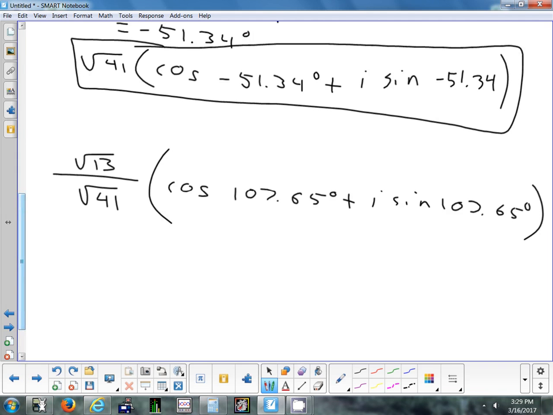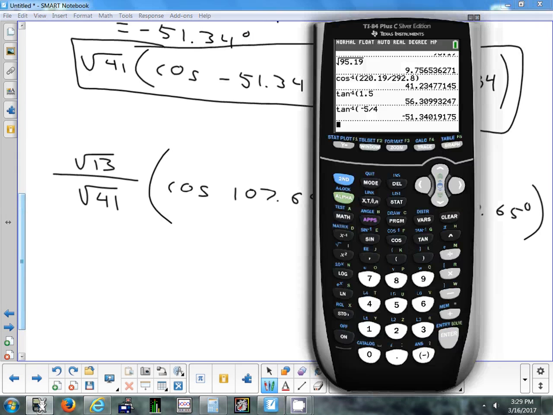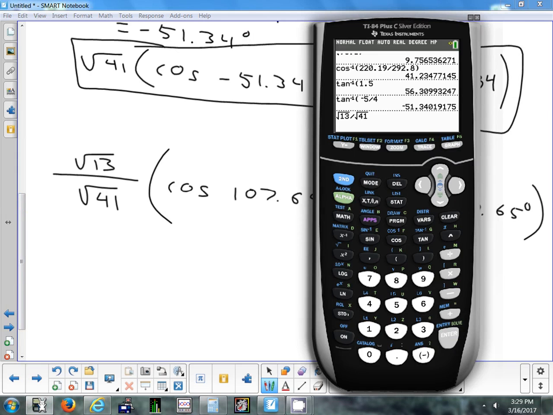Like square root of 13 divided by square root of 41, and then that answer times cosine 107.65 plus i times sine 107.65. Yeah, so I'm just going to take the square root of 13. There's a couple ways you can type it in. I'm just going to type it in exactly the way it looks: square root of 13 divided by square root 41. Okay, and we're going to multiply.